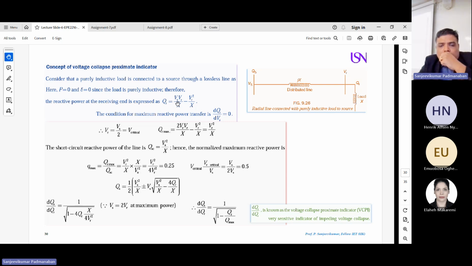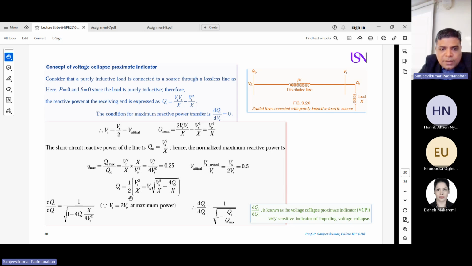Now, QR equals Vs VR divided by X minus VR square by X. Now I'm going to make dQR divided by dVR equal to 0. The rate of change of the reactive power on the receiving end with respect to the voltage is 0. Then I'm going to solve this equation and I can find your Qs. I go directly to the answer.